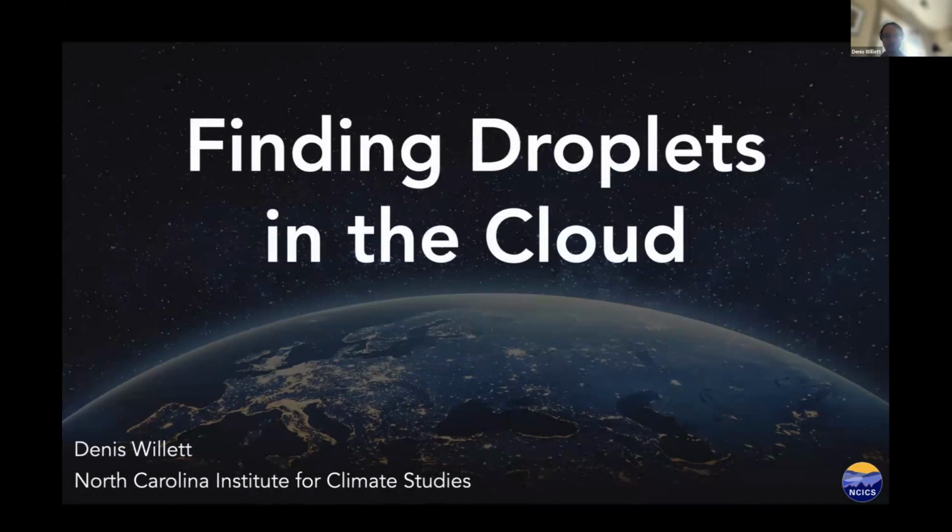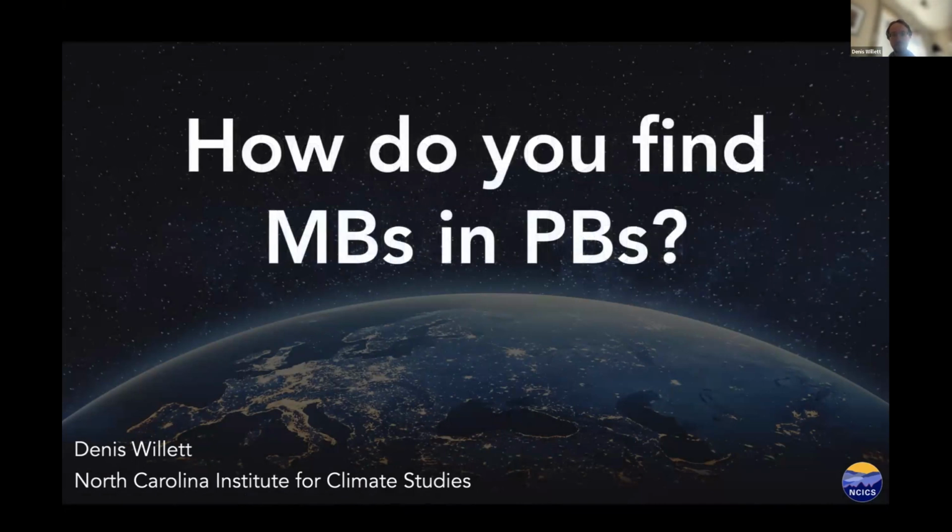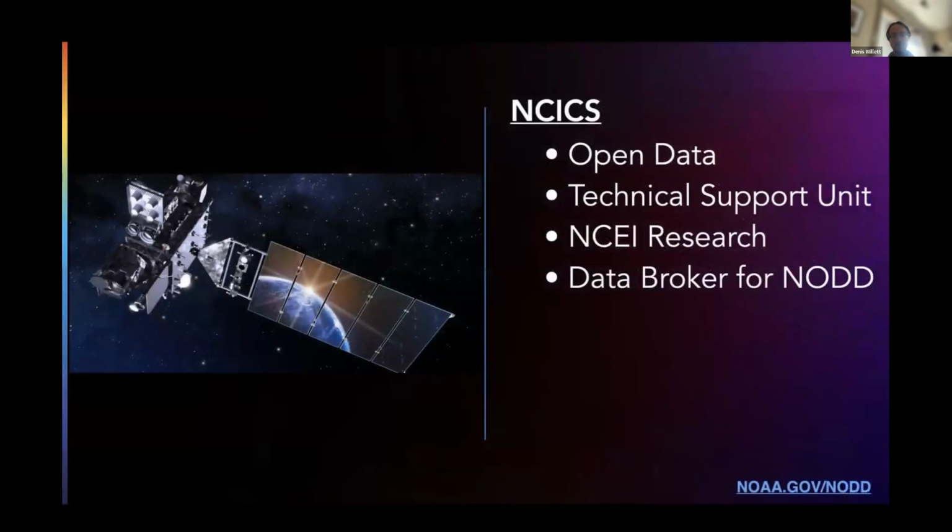I think you'll find some similar themes echoed in this presentation. We're going to talk about finding droplets in the cloud, basically trying to separate out raindrops from massive cloudy science on the cloud. Another way of thinking about this is very similar to some of the problems and discussions we just had. How do you find just the data that you want in a sea or a cloud of data? How do you find megabytes in petabytes? So that's the context we're going to be starting with here today.